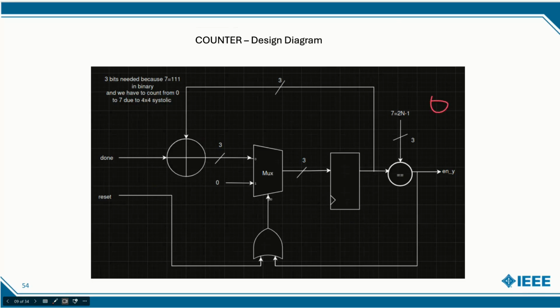And why 3 bits here? Because 7 in binary is 111, which at least needs 3 bits of input. We have a mux as well, which works on enable Y. Enable Y means the count has been done, or on reset the selector of the mux chooses 1, and so we will load 0 into the register. Otherwise, we will let the done signal count for the next, and that goes up till 7.